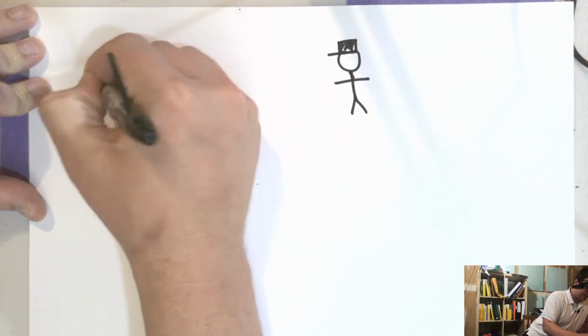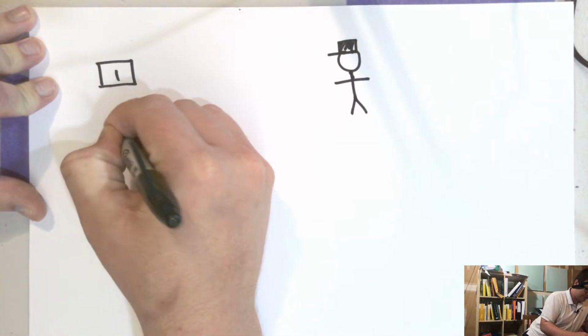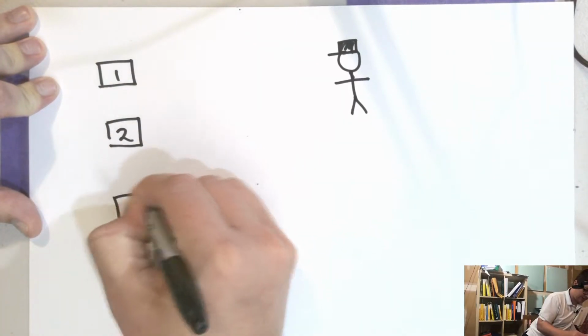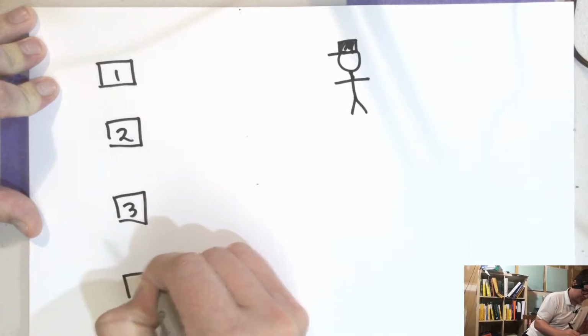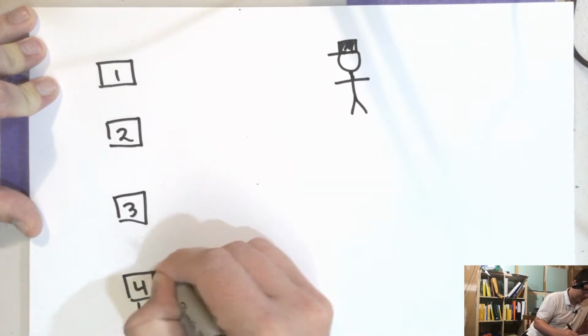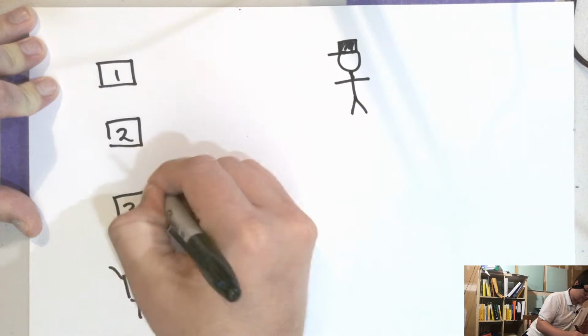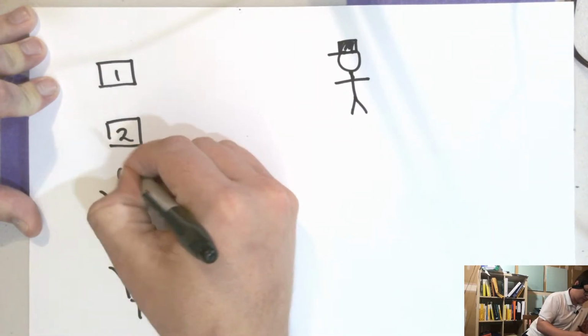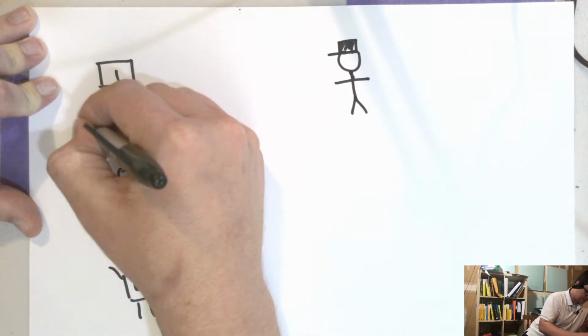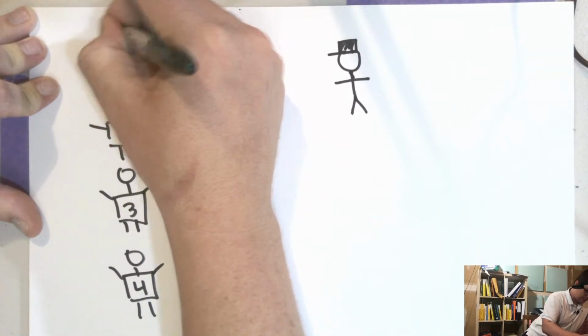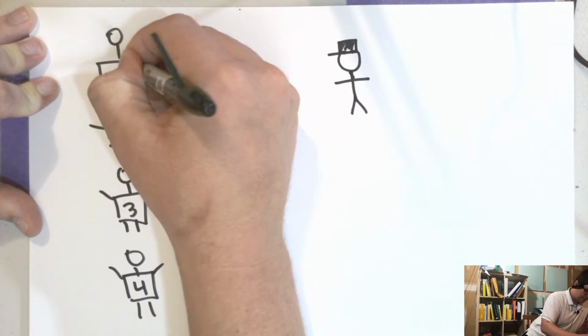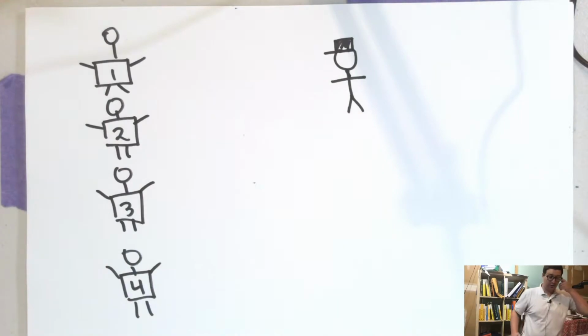Here's prisoner 1. Here's prisoner 2. Here's prisoner 3. And here's prisoner 4. Now let me just draw some bodies on them. It's a really long neck. Okay, so here are the prisoners, and he's going to play a game.